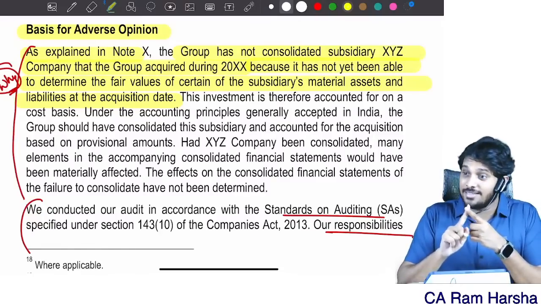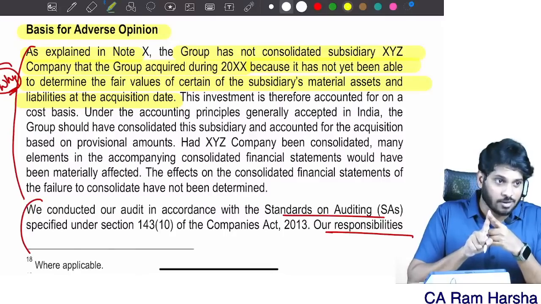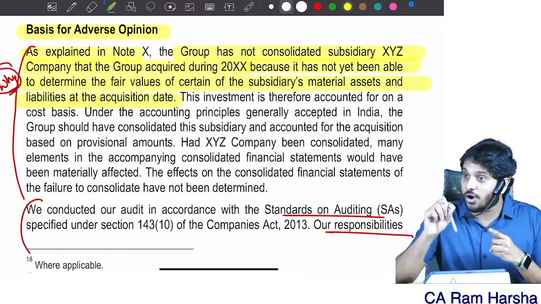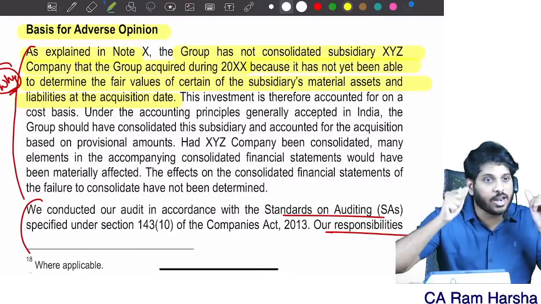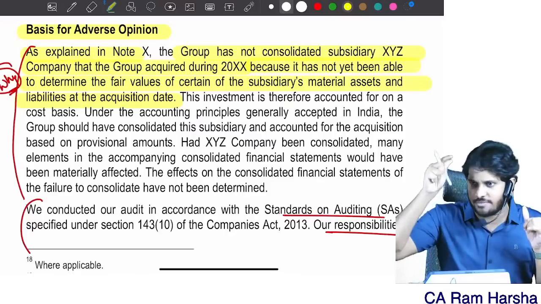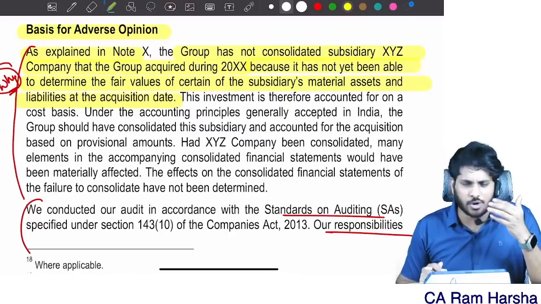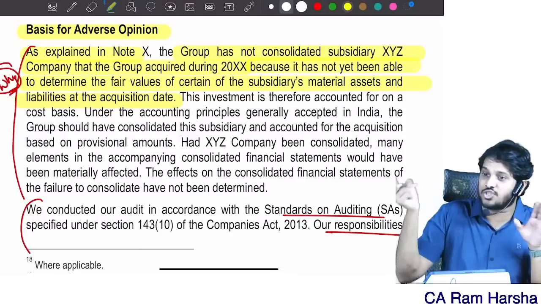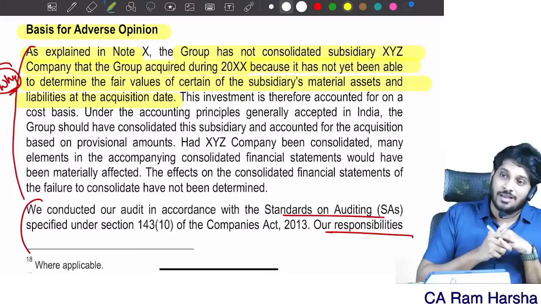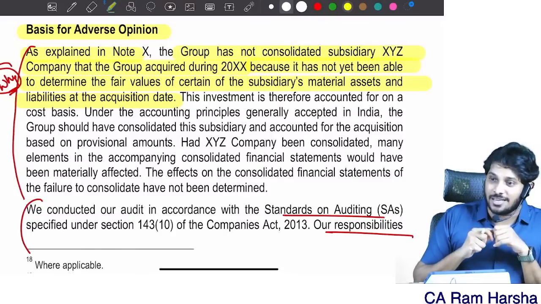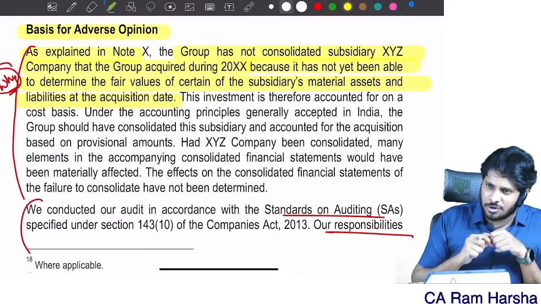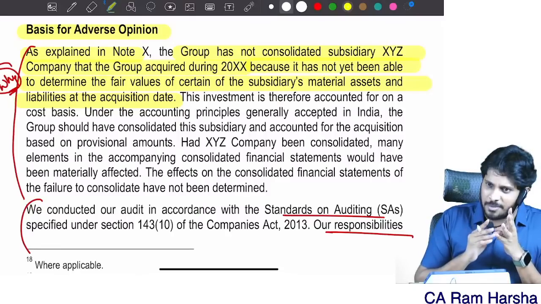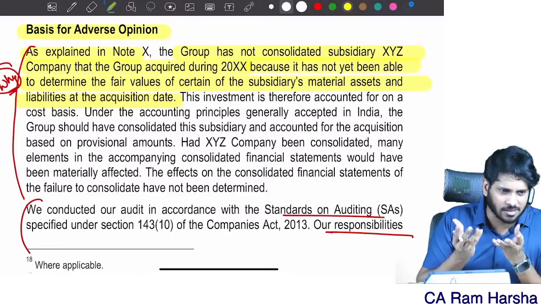Not only giving the reason, you should also quantify, no? Because of non-consolidation, what are all items in the balance sheet and P&L affected? Are you required to tell or not? Are you required to talk about the impact of this or not? Now tell me, if I do not consolidate the subsidiary, which item of profit and loss account, purchases or sales or expense or employee benefit expense or depreciation, which will be affected?